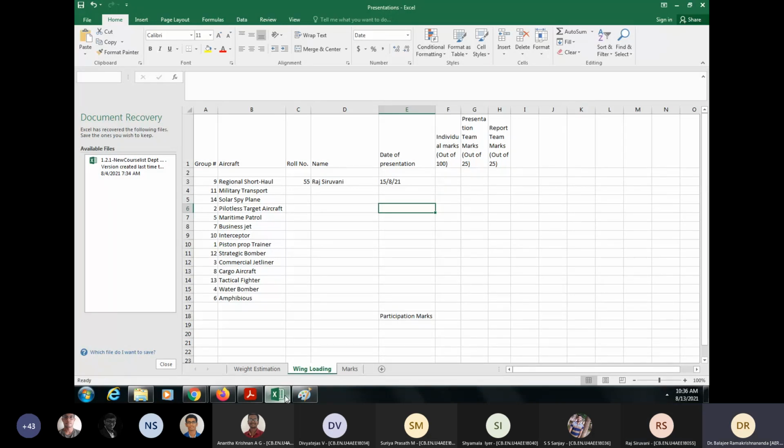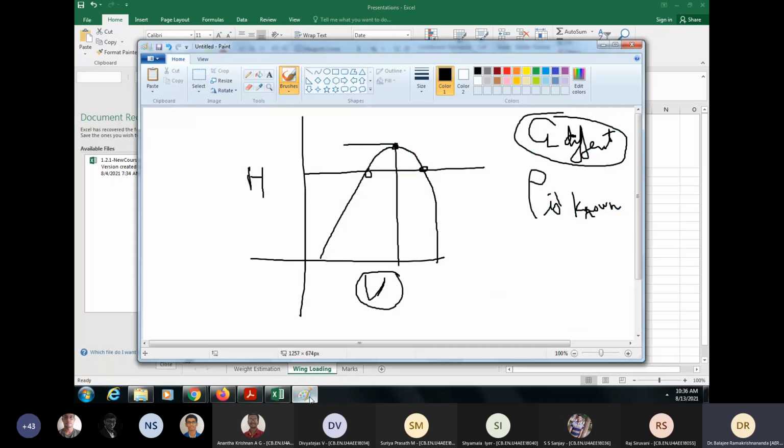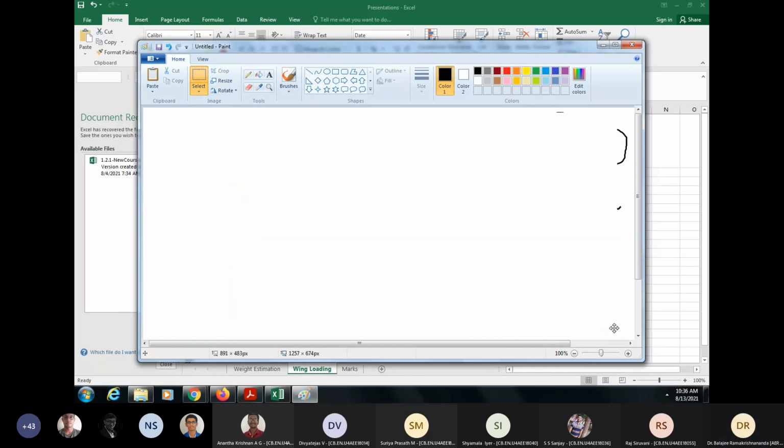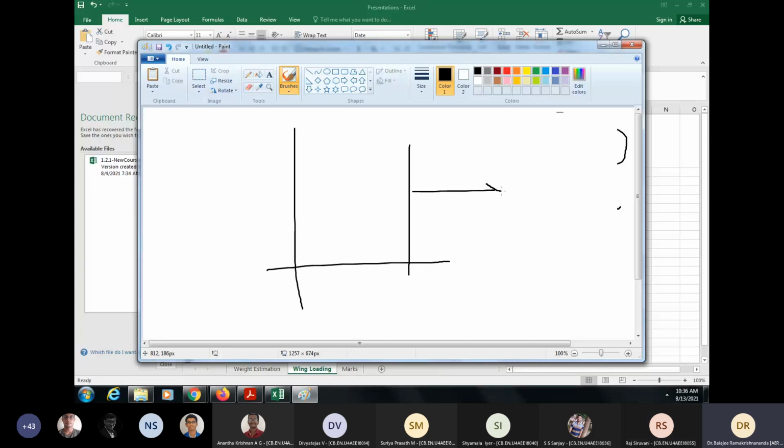And denote the feasible and infeasible regions in this graph also. But not here. It will be T by W as a function of W by S. It will be a straight line. So you may say, no, this is feasible, this is not feasible.